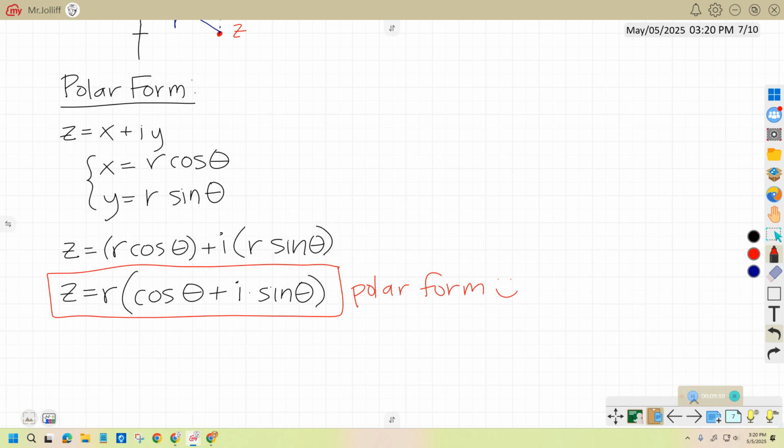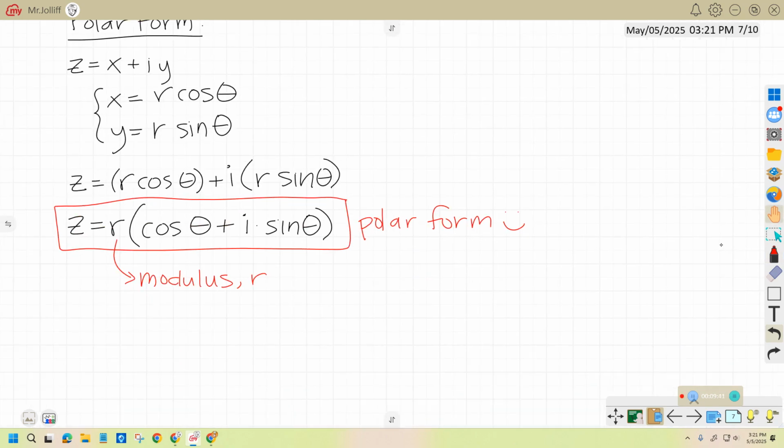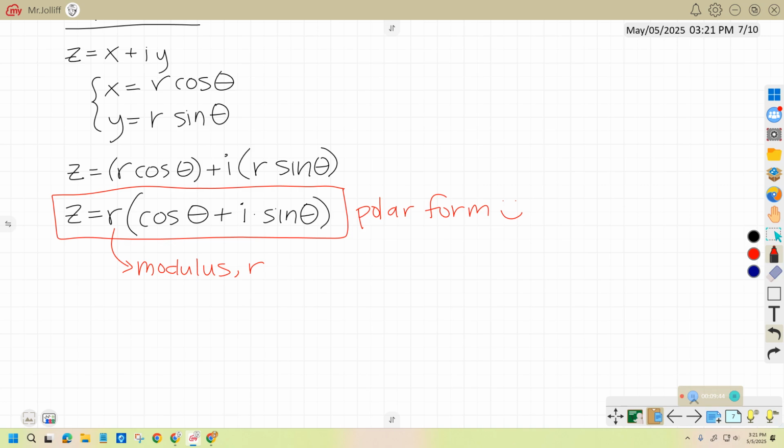There are two new words that are going to pop up when we talk about the polar form of a complex number. The distance from the origin, r, is called the modulus. So r is the modulus. The angle, theta, is called the argument.